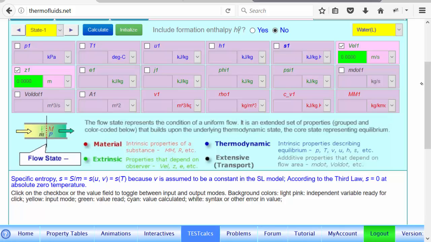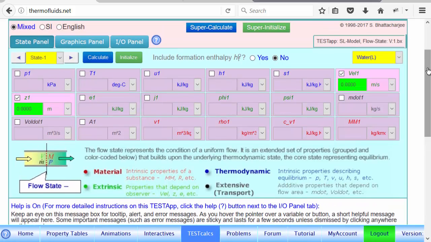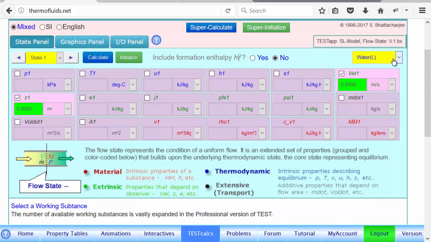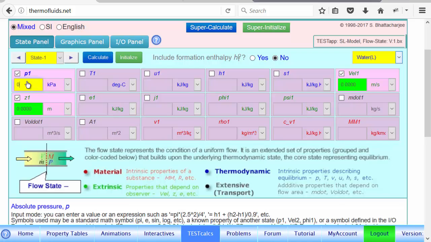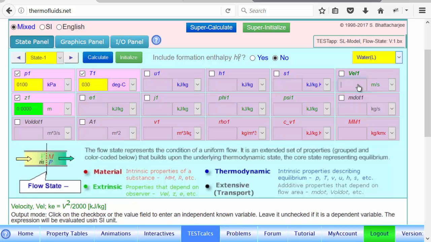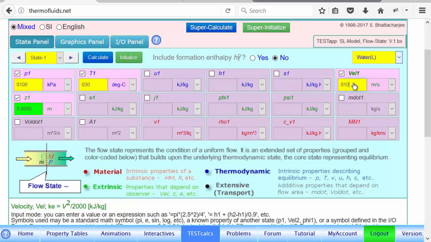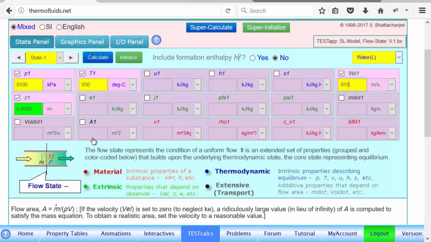Okay, so let's start with the problem at hand. Liquid water is already selected. So let's keep entering the properties we know. Pressure is given. Inlet pressure is 100 kPa. Temperature is 30 degrees Celsius. Velocity is 10 meter per second. And the area is given. Area is not given. In fact, the diameter is given as 10 centimeter. So we can enter an equation here.